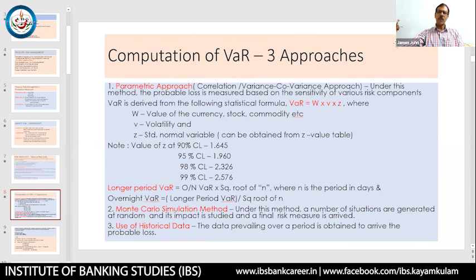Similarly, if the longer period VAR is given, how do you calculate the overnight VAR? Same formula. Overnight VAR is equal to longer period VAR divided by square root of N. Same formula you can use.